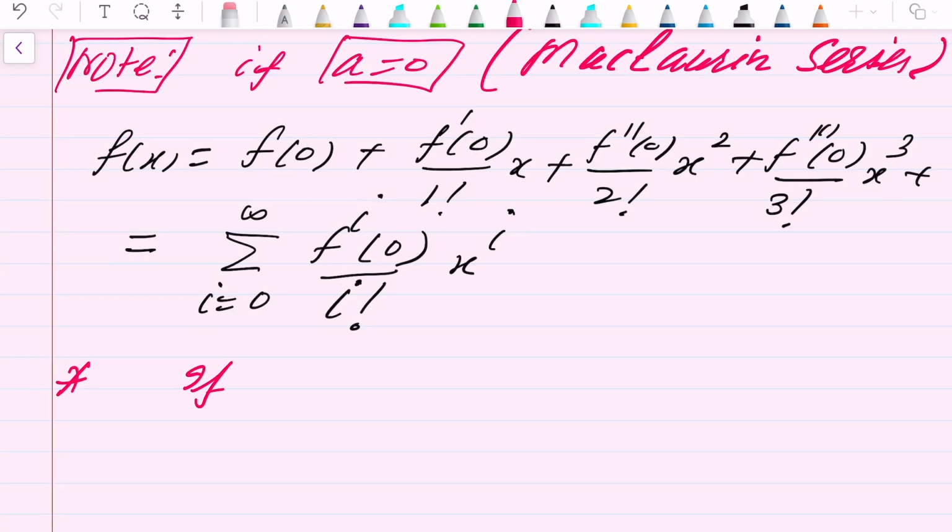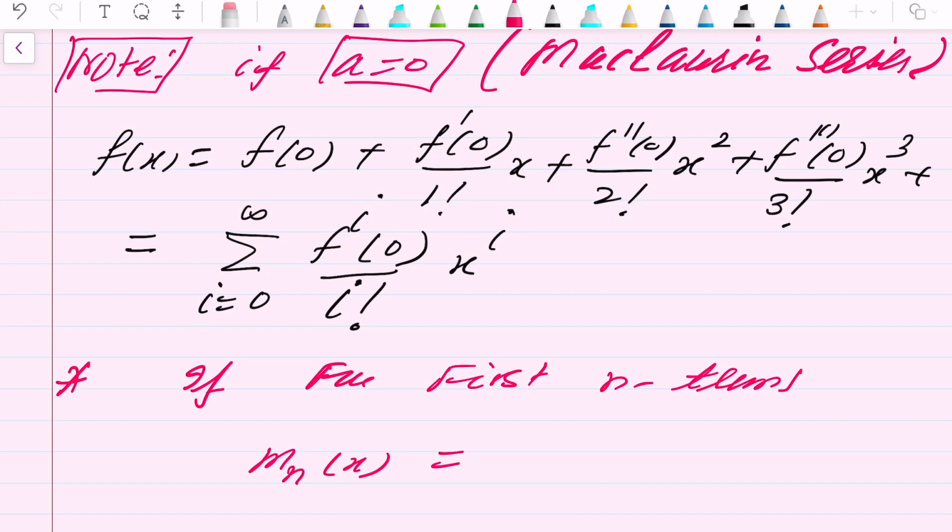This expansion is for infinitely many terms. If for the first n terms, the Maclaurin series expansion can be written as M subscript n of x is equal to sigma i equal to 0 to n, the ith derivative at 0 divided by i factorial, x raised to power i.